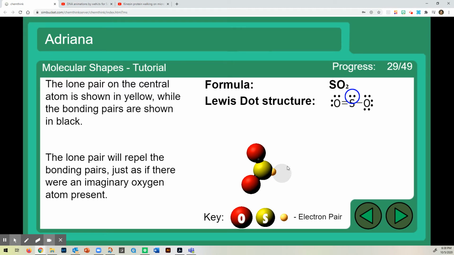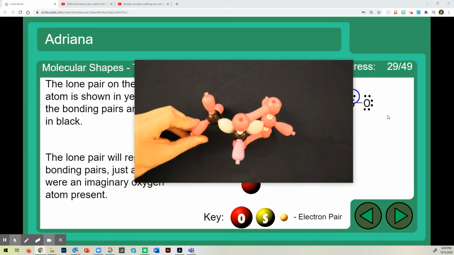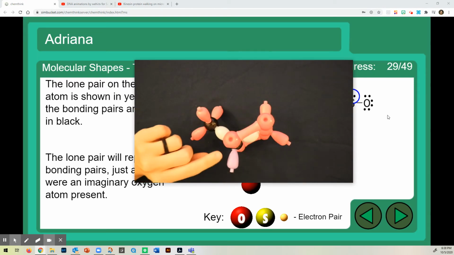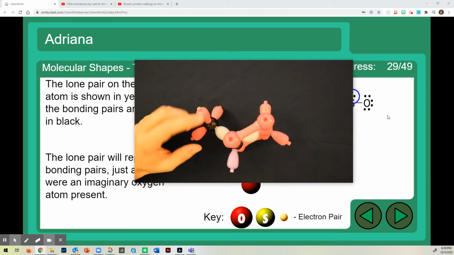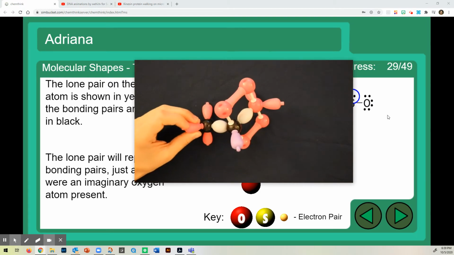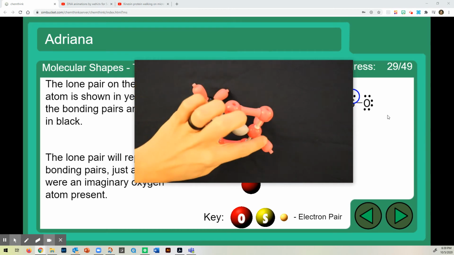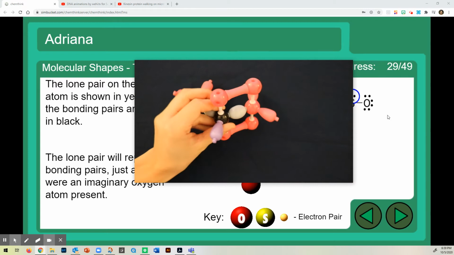And just to show you what that might look like with our molecular models, let me just bring this over here again. So here we have our molecular model of this. I've represented the lone pair on the sulfur atom with this purple little cloud. And one of the oxygens has 3 lone pairs around it. And the other oxygen has just 2 lone pairs because it's double bonded to that sulfur atom.